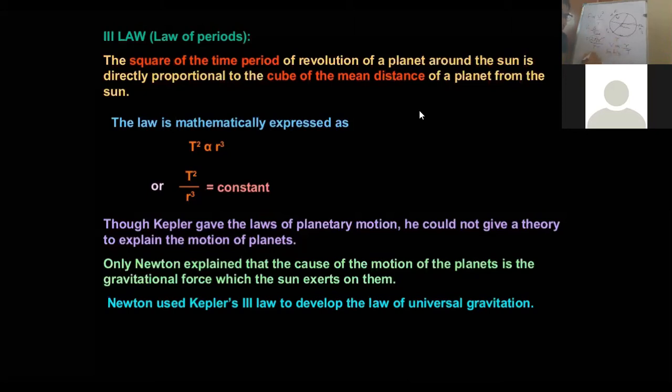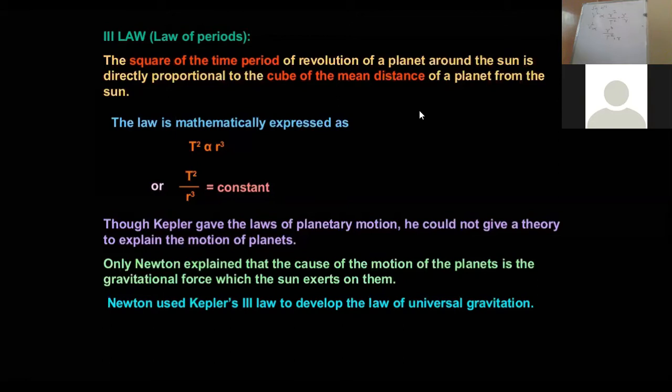Squaring both the sides, we will get V square is directly proportional to R square upon T square. Now multiply by R as well as divide by R on the left side. So what will our equation look like? It will be R cube upon T square into R, right?